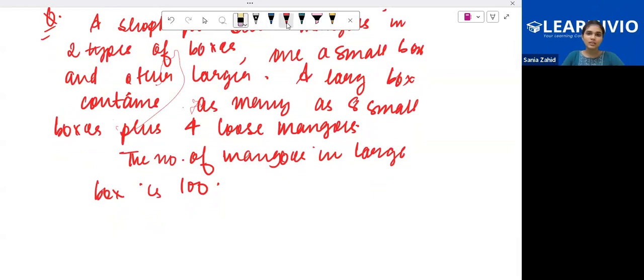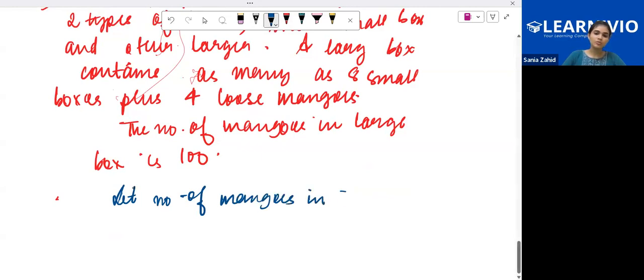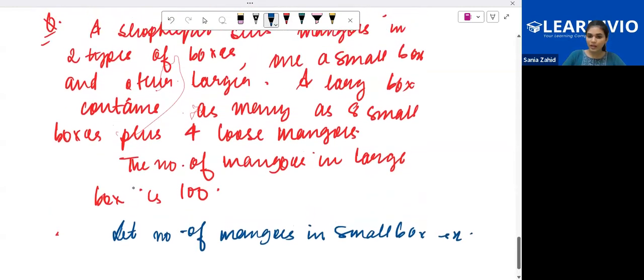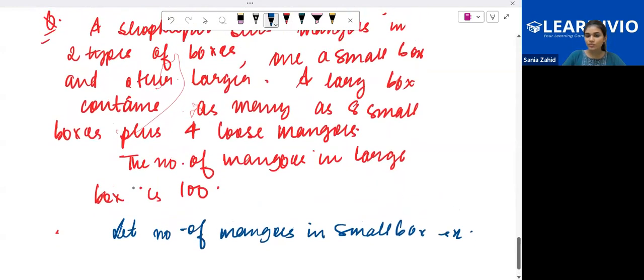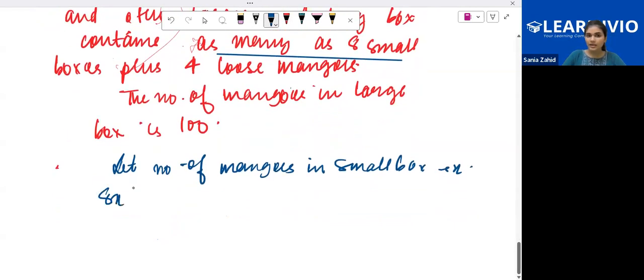So let us consider that the number of mangoes in the small box is X. Then the number of mangoes in the large box, as many as eight small boxes, will be 8x plus four loose mangoes, plus 4, and it is equal to 100. Can you do this? Do you understand? Yes, ma'am.